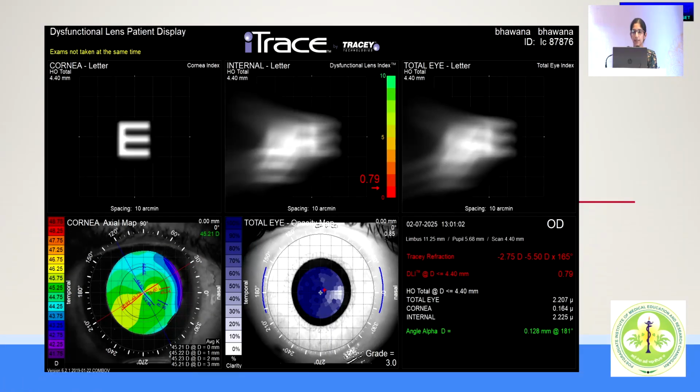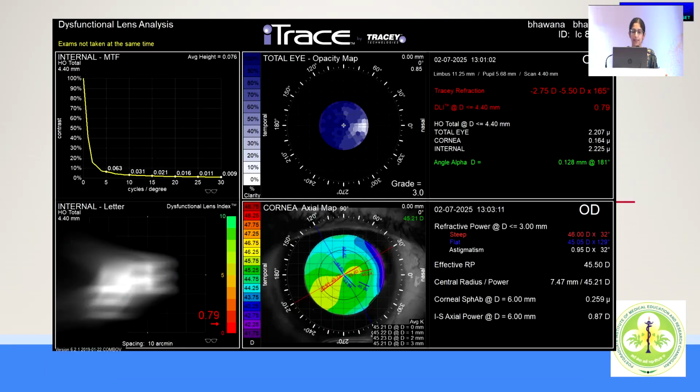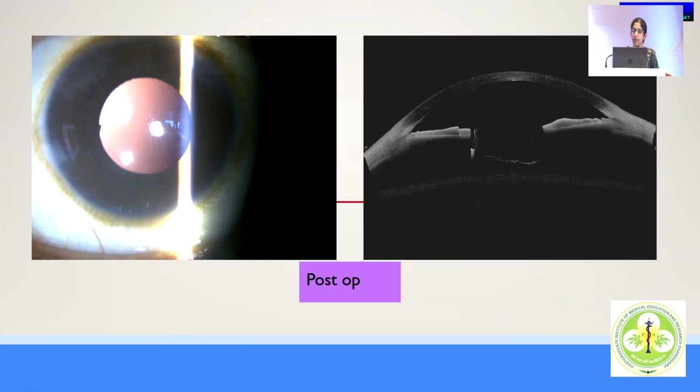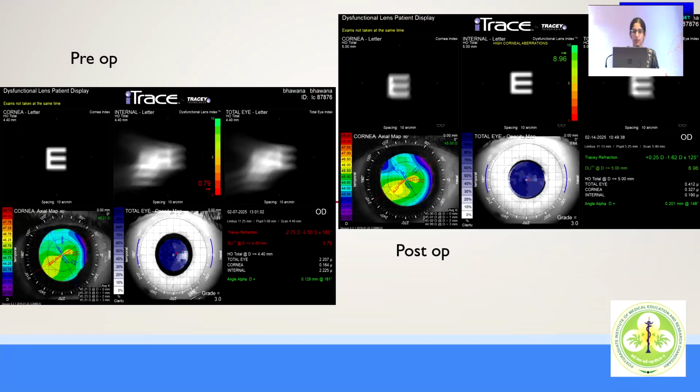So what does the iTrace tell us? The iTrace tells us that the dysfunctional lens index has gone down. So any abnormal shape of the lens will also cause a decrease in the dysfunctional lens index. The patient might not have a cataract, but still have a very low DLI, suggesting that cataract surgery would definitely improve the visual outcomes. Similarly, the MTF, because of the internal aberrations, has gone down, and the DLI is, of course, less. The magnitude of higher order aberrations because of the internal aberrations is very high, as we can see in this map. So post-operatively, we placed an IOL in the bag, and it was actually centered.